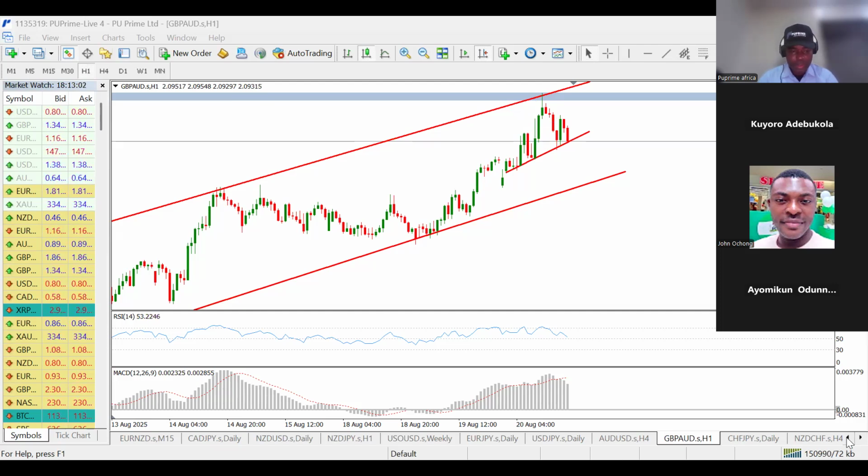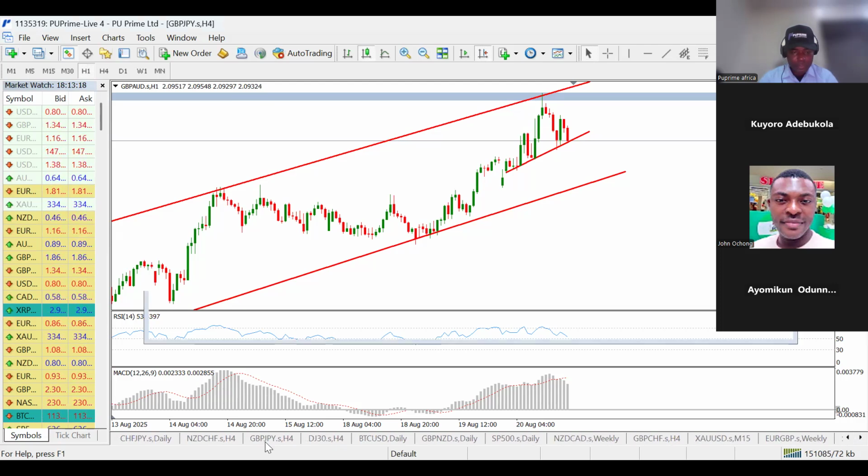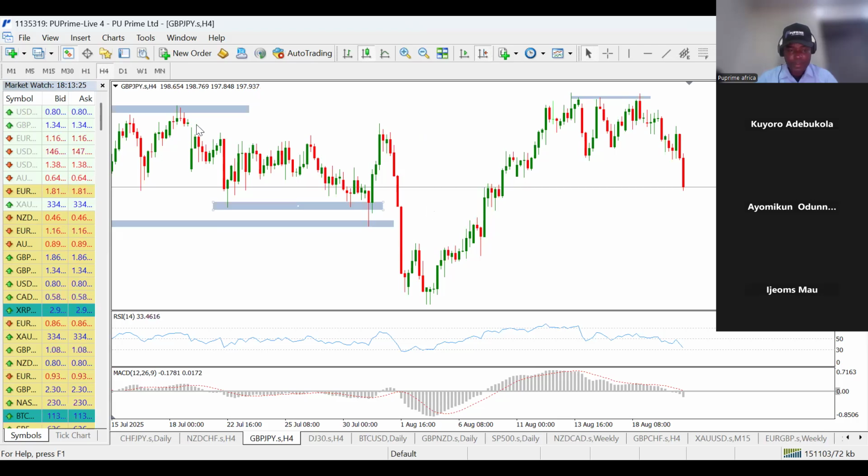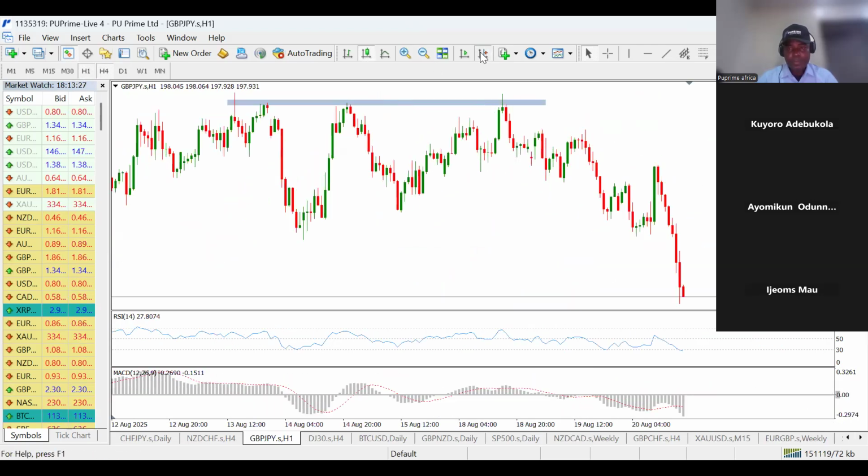Also, there's another setup on the GBP-JPY, and it's equally a shooting star. All right, so this is a shooting star on the 1 hour time frame. You can see a candlestick with long shadow, small body on a resistance level on the 1 hour time frame.